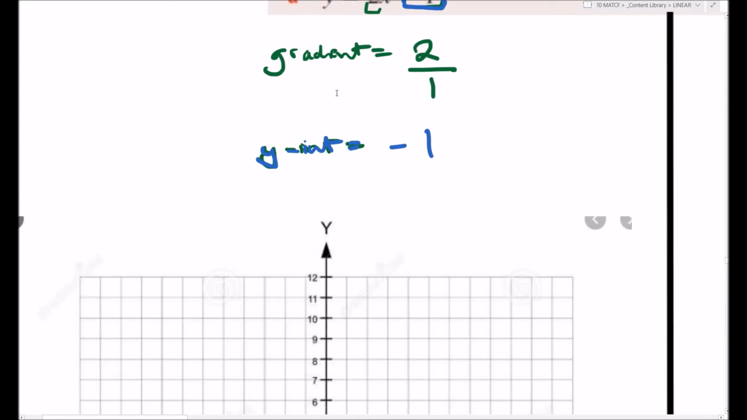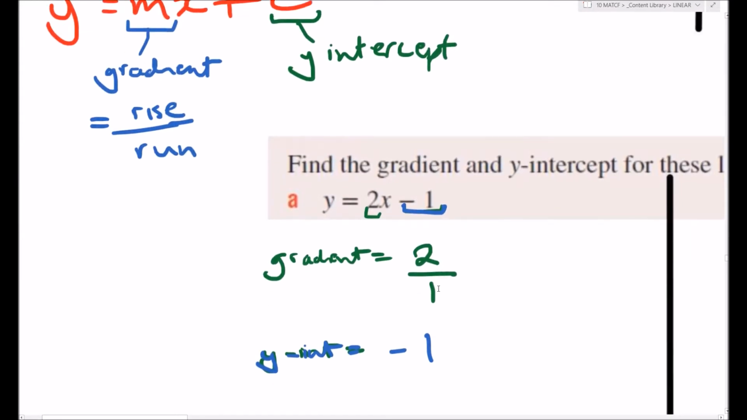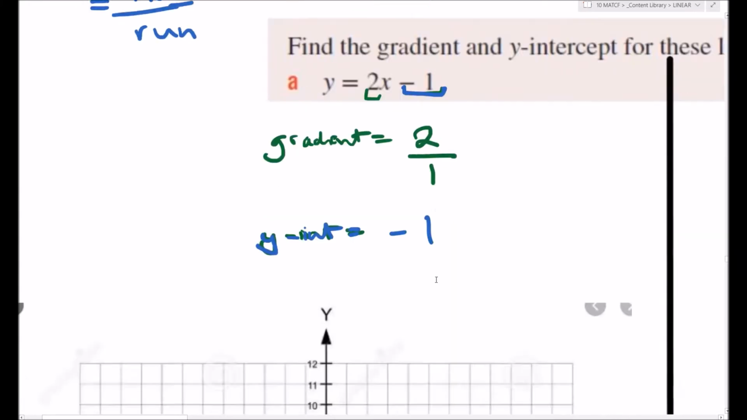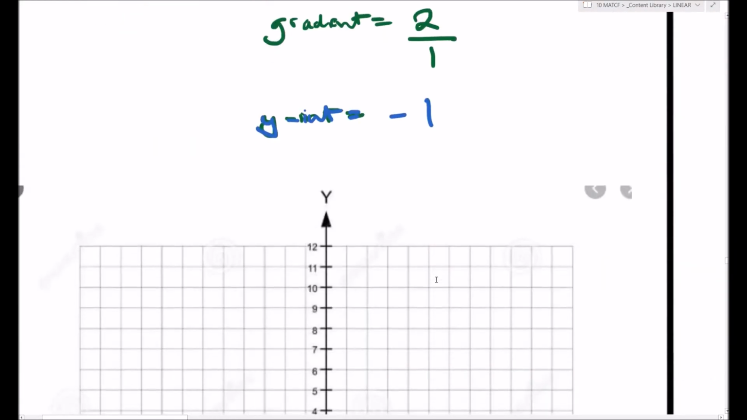Now the next part is using the gradient to figure out where the next point is. With your gradient, I can see that it's rise over run. The reason why I mentioned that with your gradient, if it's a whole number, put it over 1, is because that'll tell you your rise over run, which tells you the number of units you need to move depending on what the gradient is.